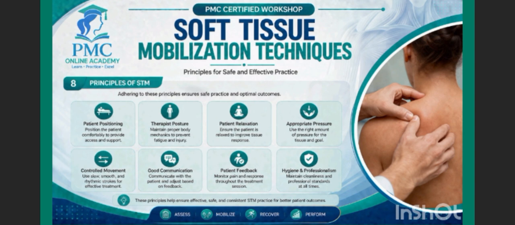Assess first, position correctly, secondly. Thirdly, use proper body mechanics. Fourth, apply appropriate pressure. Fifth, communicate with your patient. Sixth, reassess after treatment. If you make these principles a habit, your manual therapy skills will become much more effective and professional.